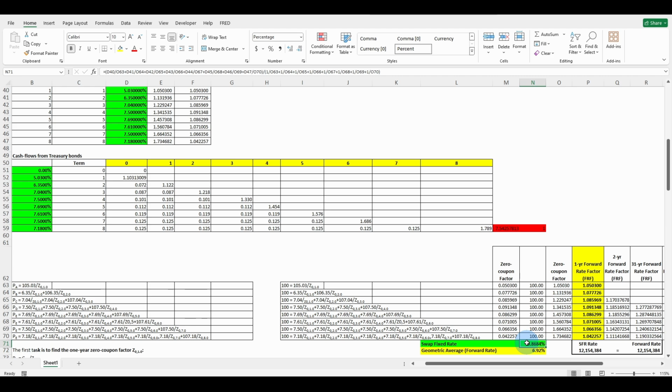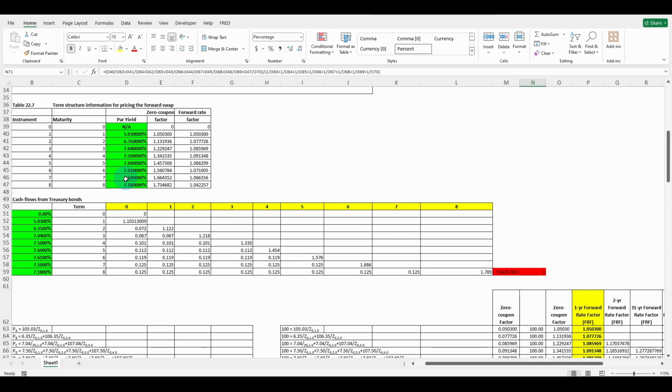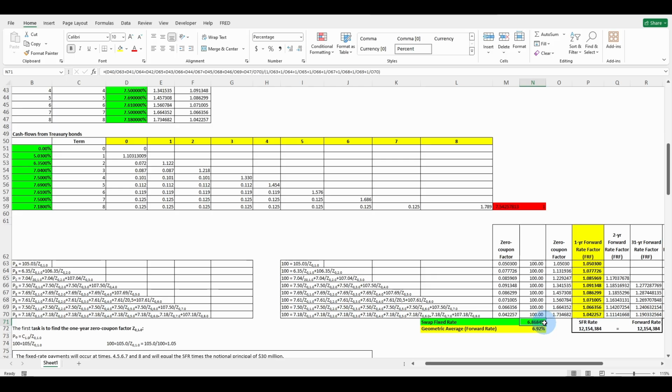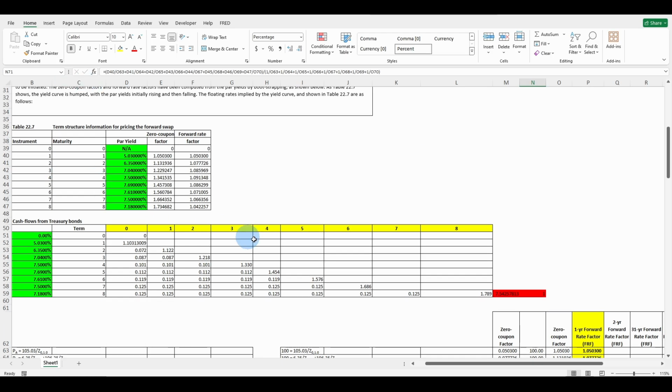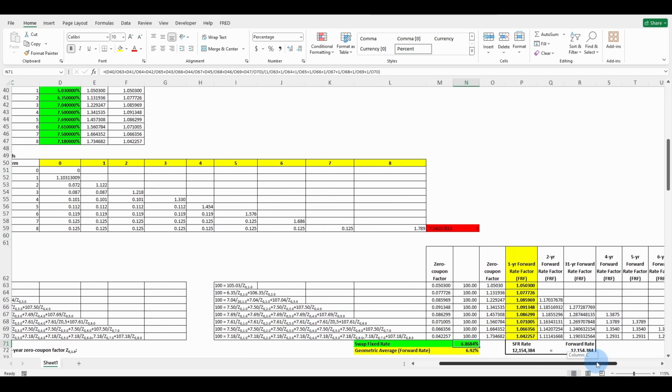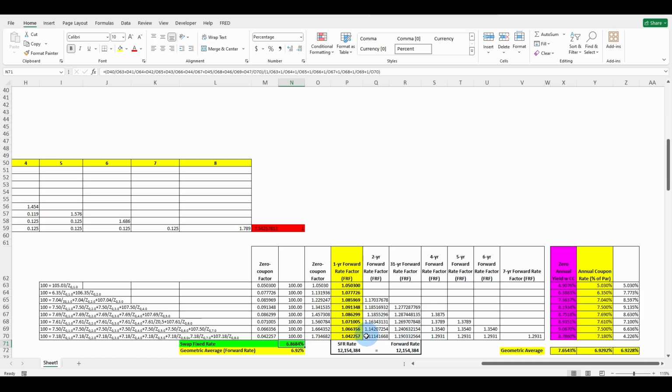When I say discount, we're trying to find the present value, and it's going to be of all of this series, this swap fixed rate is 6.8684 for the par yield. Then we have to look at the SFR rate and make sure it equates to the number here, which is, it's just everything's discounted. So we have 12,154,384.